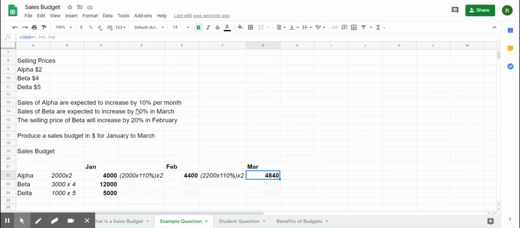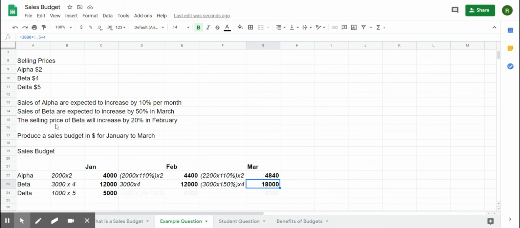Sales of Beta are only expected to increase in March, but they're expected to increase by 50%. So February, you're not expecting any change. It's still 3,000 units times $4. But then when we get on to March, we just need to increase the number of units sold by 50% and multiply that by 4. So it gives us anticipated sales in March with a value of $18,000.